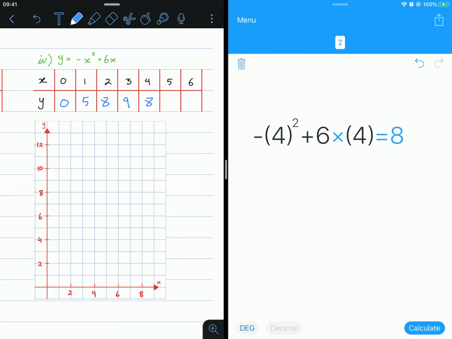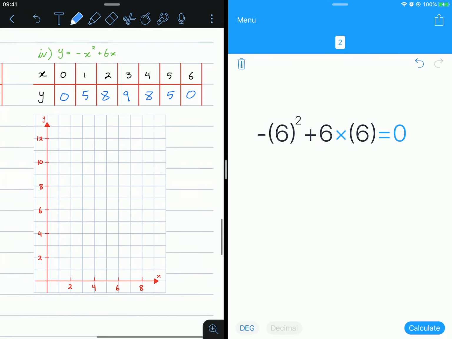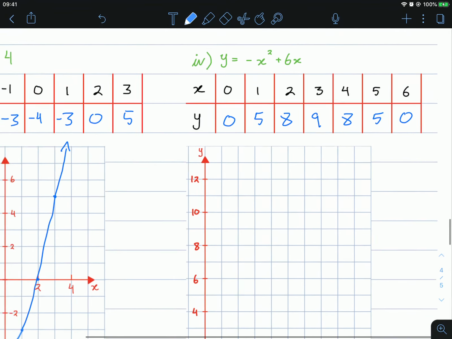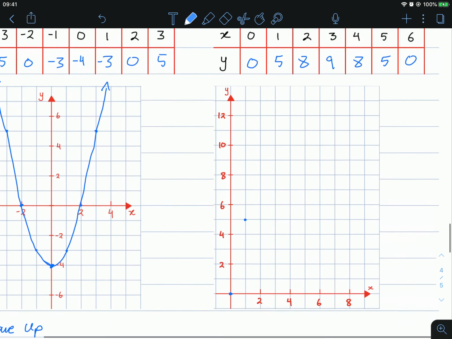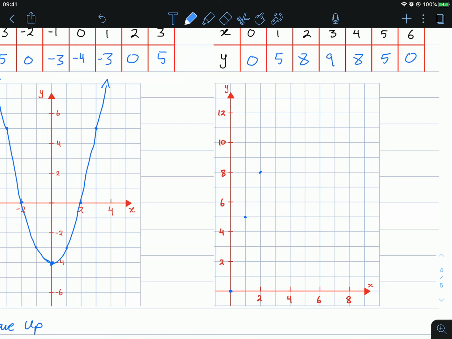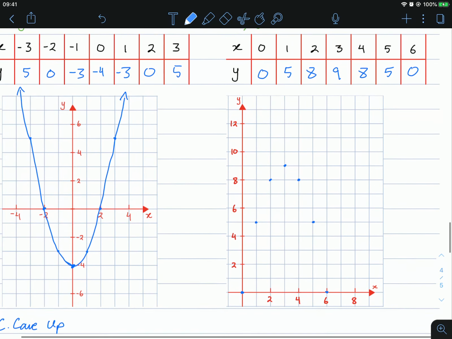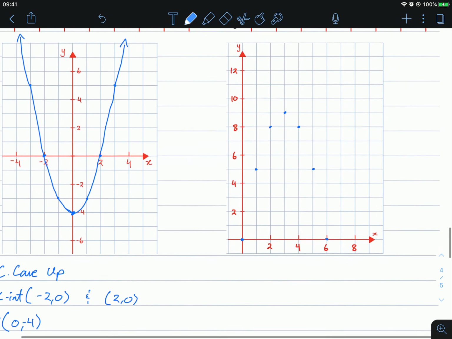And I think we're going to start coming back down on the other end and mirroring what we see here. And I'm presuming that this value here is going to be 0. So substituting 6, we also get 0. And there we have it. Let's graph these points here. (0, 0), (1, 5), (2, 8), (3, 9), and as you've seen in the table of values, it mirrors along the vertex.